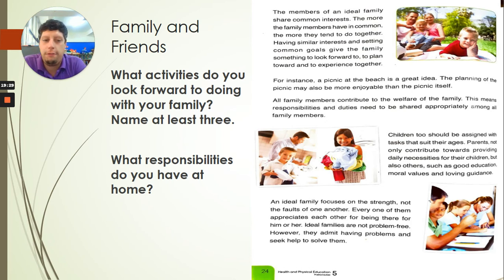An ideal family focuses on the strength, not the faults of one another. Every one of them appreciates each other for being there for him or her. Ideal families are not problem-free. However, they admit having problems and seek help to solve them. So, not everybody is perfect, and nobody is expected to be perfect.